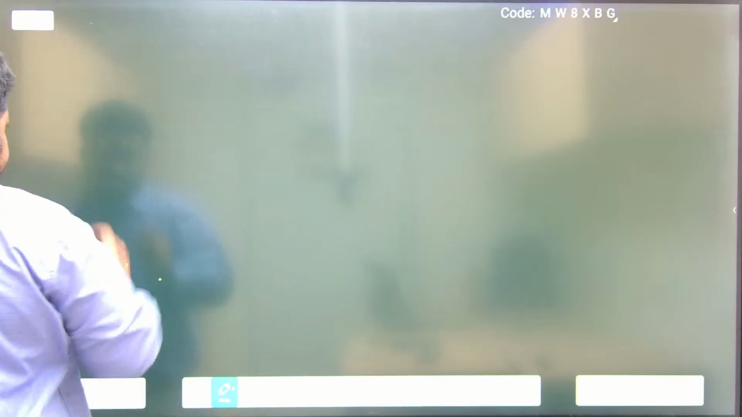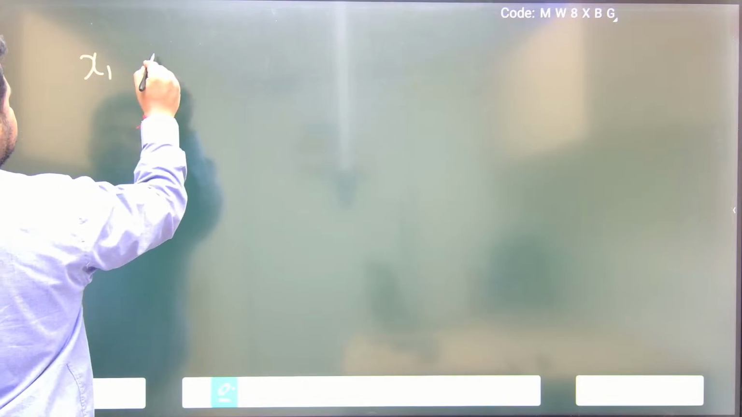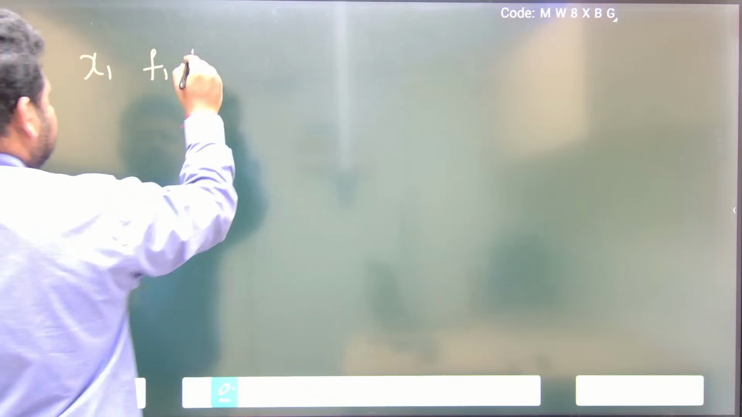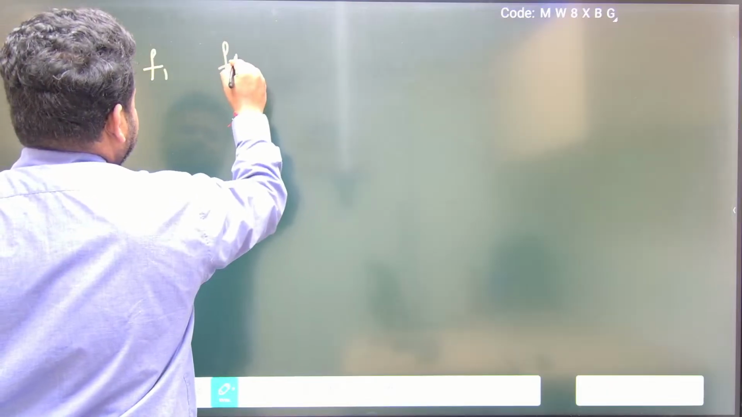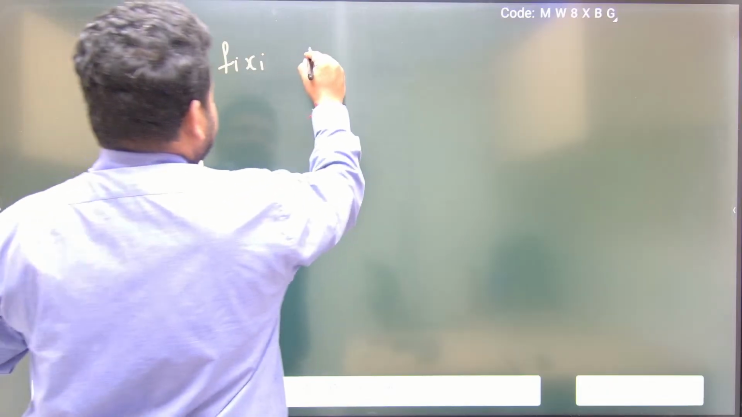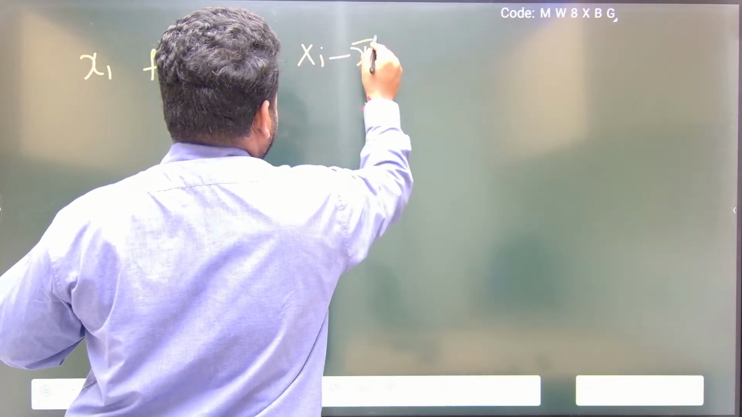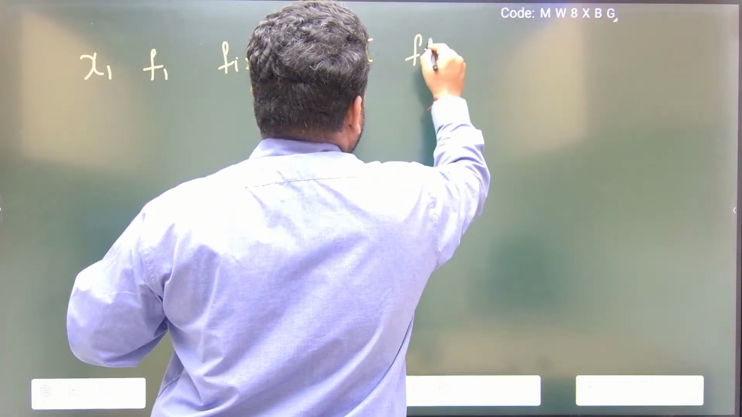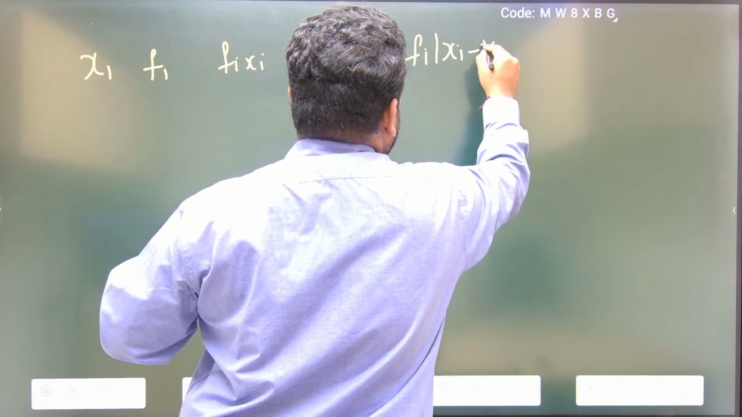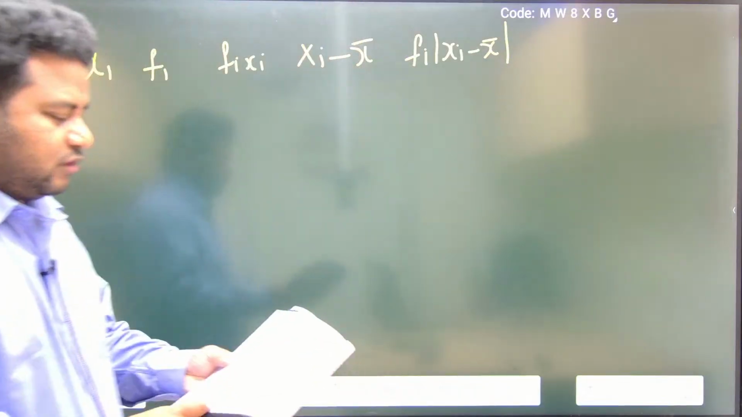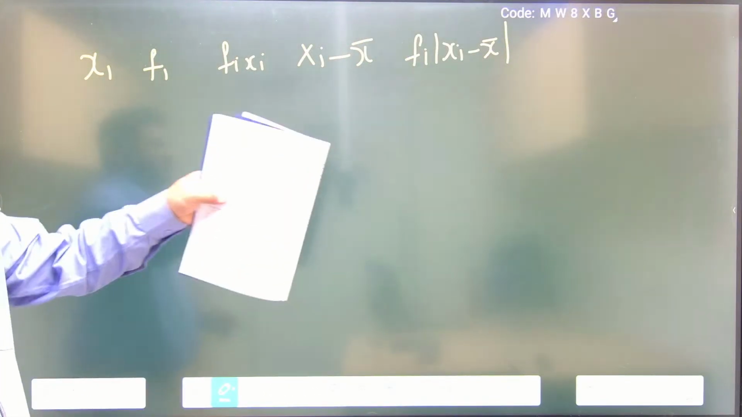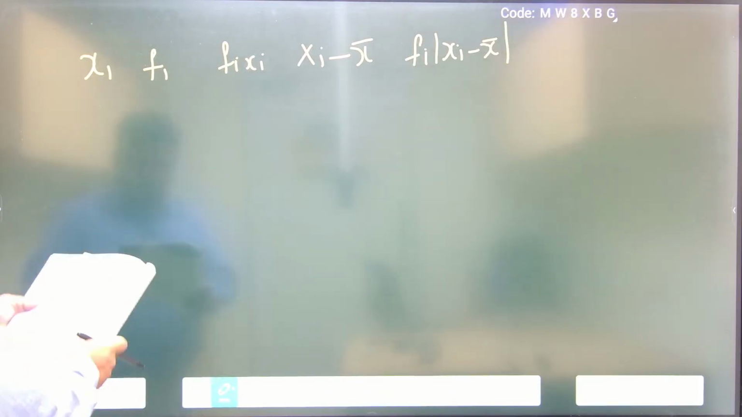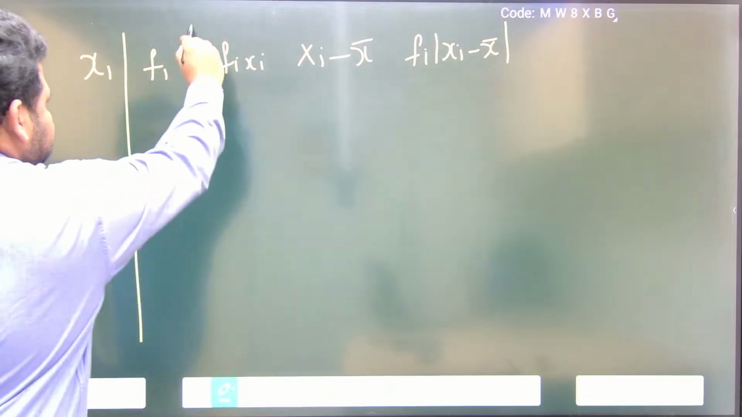In the table we have to make certain columns. xi is one column, fi is one column. Then xi minus x bar, where x bar is the mean. We have to compute fi into xi minus x bar. What are they asking? Mean deviation about the mean means fi into xi minus x bar. So these are the columns we are having.